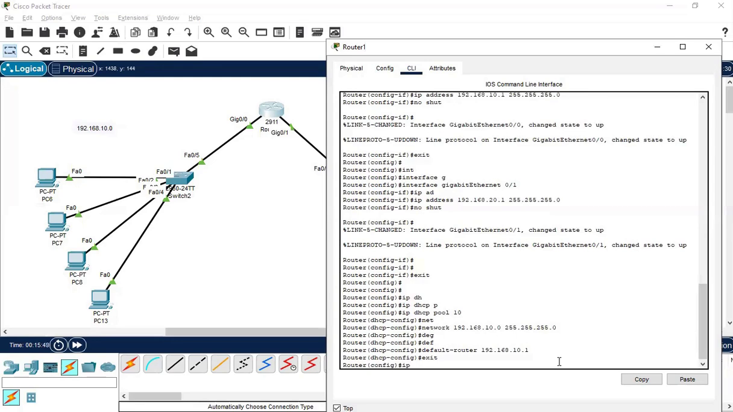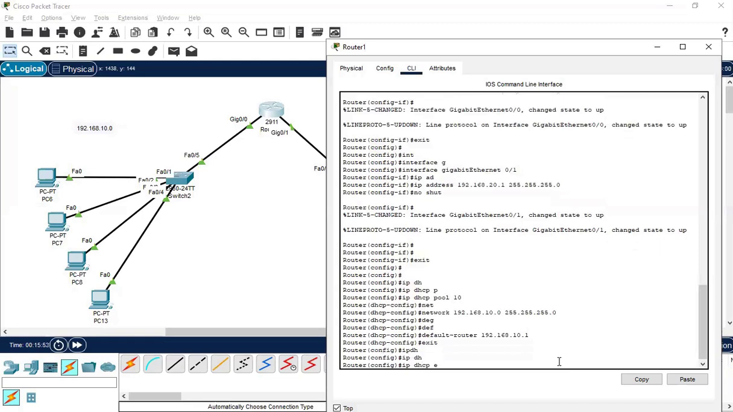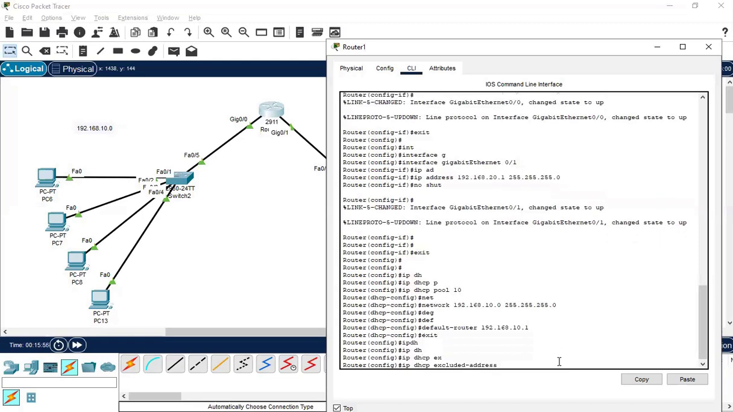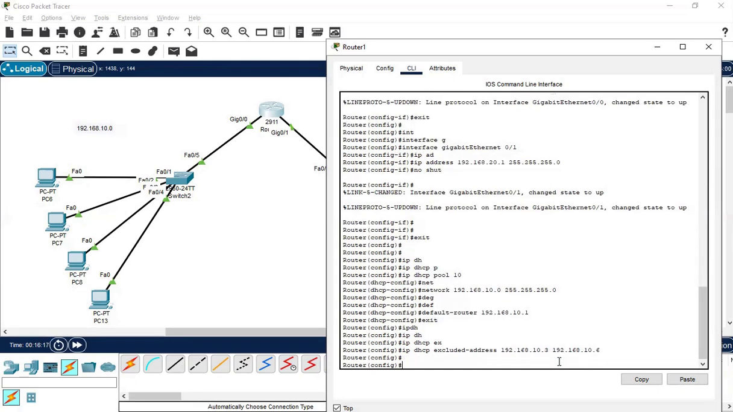So ip dhcp excluded-address. You have to specify the starting IP as well as the ending IP: 192.168.10.3 to 192.168.10.6. So from 10.3 to 10.6, it should not be assigned. That is the meaning of this. We have completed one part and we will move on to the right-hand side.